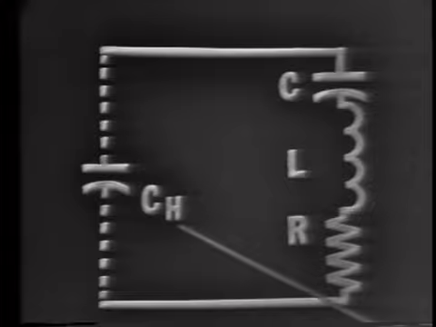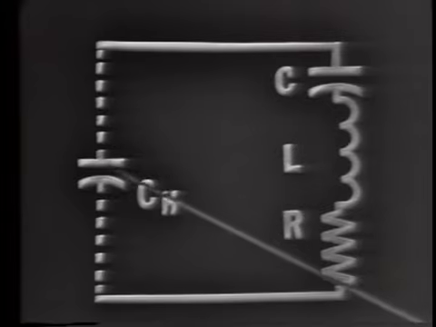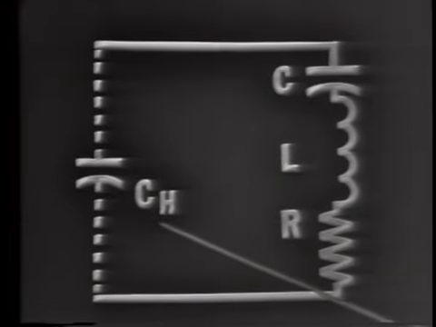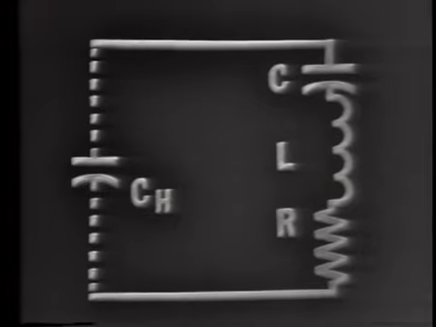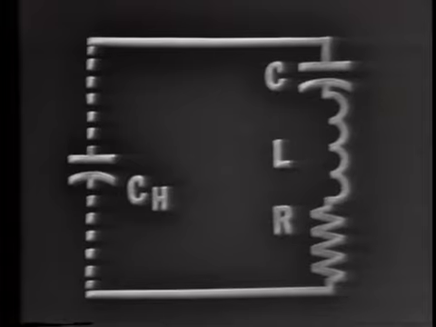CH, the capacitance of the holder. So this capacitance represents the holder capacitance. This represents the vibrating crystal. Now, at this time, you should complete item 9 of your TVI guide.